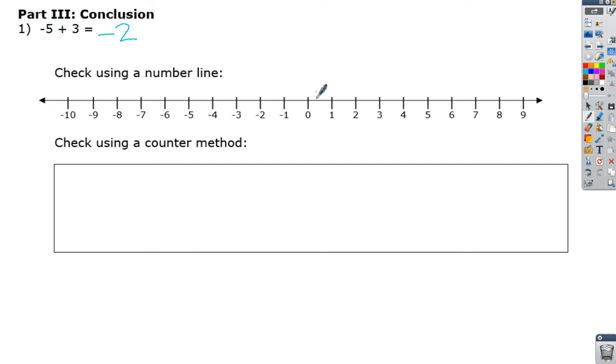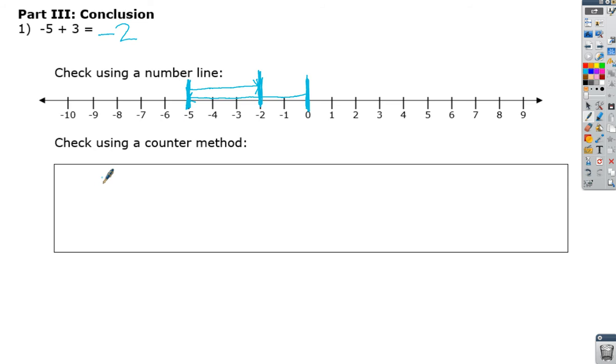On our number line, remember, we always start at 0. When we look at our first number, it says negative 5, which means we go negative 5 spaces. 1, 2, 3, 4, 5. So we're right here. And we stopped, so we need to draw a line. We need to add 3. When we add, we go to the right. We go 1, 2, 3. And we stopped again, so we need to draw our line. So we landed on negative 2, which we said was our answer. So this is our number line model.